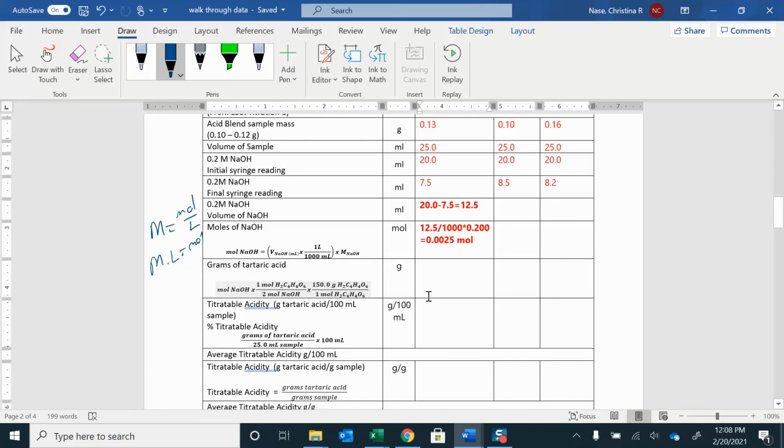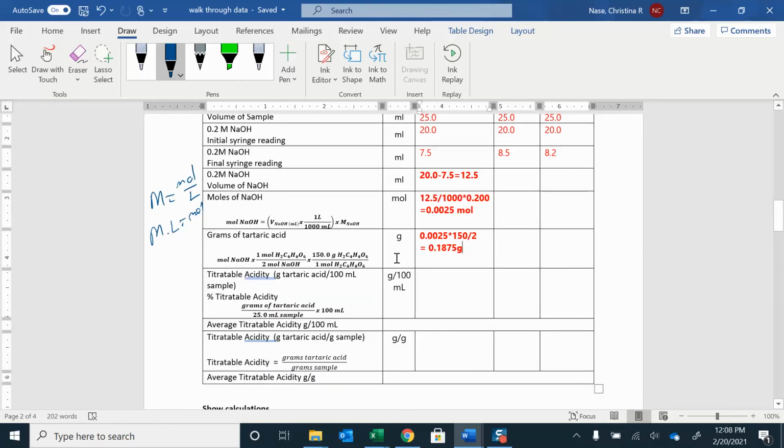And then here we have the moles that we're starting with. So I'm going to take those 0.0025 moles that I had there, multiply that by 150 and divide by 2. And when I do that, I get 0.1875 grams of tartaric acid. Yay! And now I can calculate the titratable acidity.